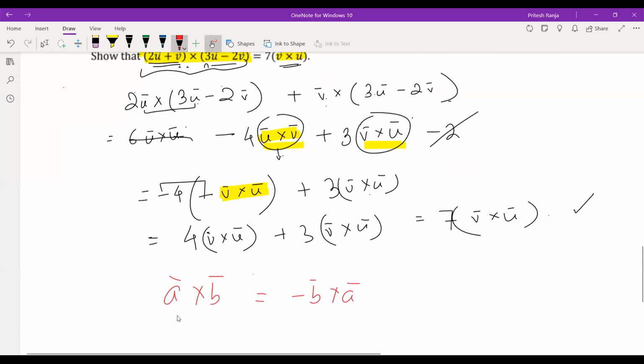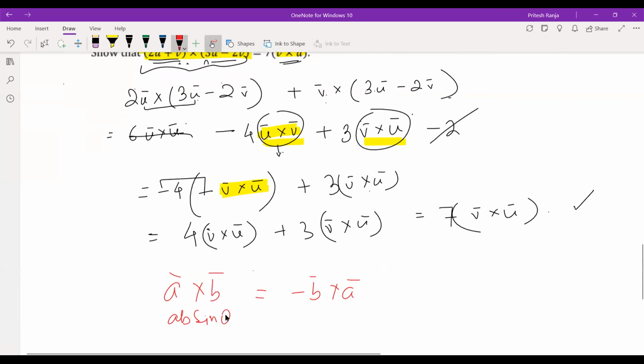Because A cross B is also equal to AB sine theta, and B cross A is also equal to AB sine theta. The only thing is that this minus indicates that their direction is opposite. Right? We saw that the cross product of two vectors is a vector with opposite directions. If we use the right hand thumb rule, and A cross B points this way, then B cross A will point the opposite way.